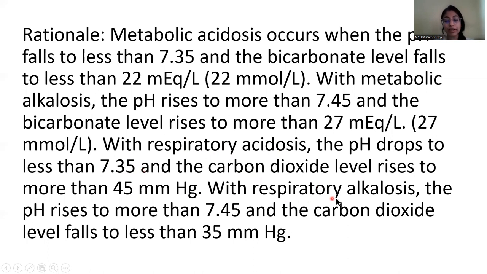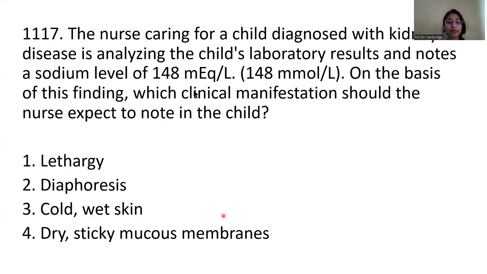Now we will see respiratory alkalosis. So you can interpret that then there will be alkalosis. pH will be more than 7.45 and it is respiratory, which means if pH is increasing, then CO2 will be decreasing. So it will be less than 35 mmHg. I hope the question is clear. Now let's move on to the next question.